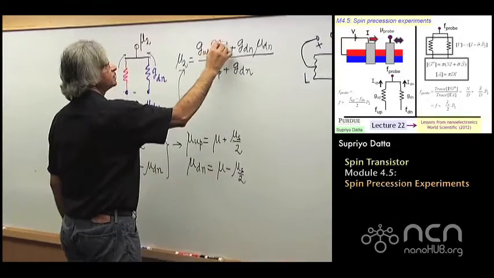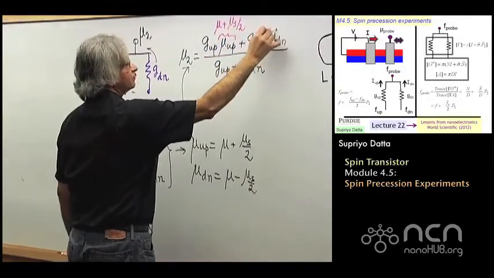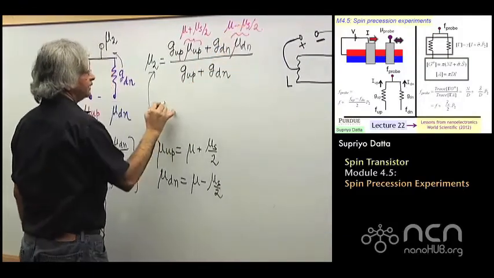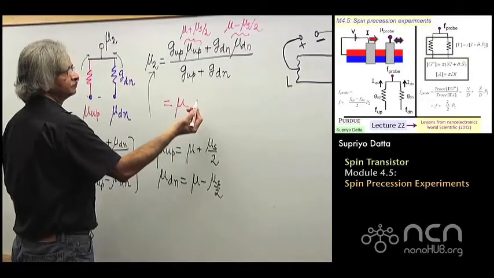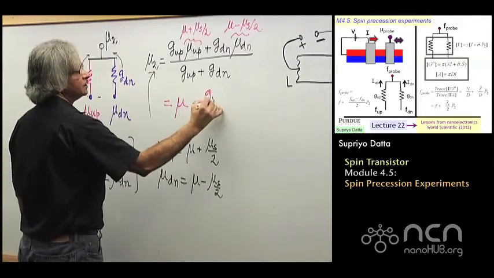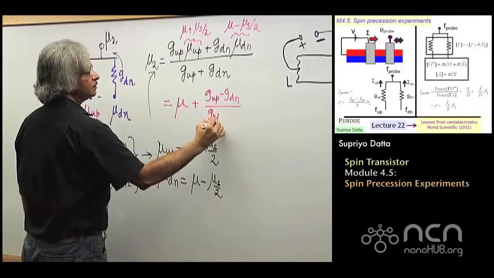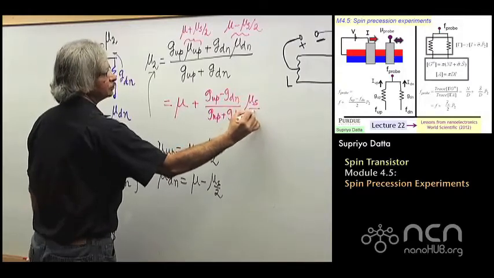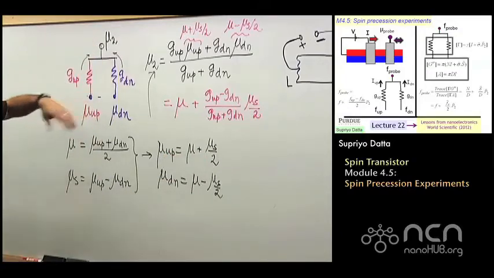That is, instead of this, let me put mu plus half mu s, and instead of this, let me put mu minus a half mu s. And then the result you get, that was your final expression, which is equal to mu plus G up minus G down over G up plus G down times mu s over 2. So this is in a way a recap of what we had done back in part 1, you see.